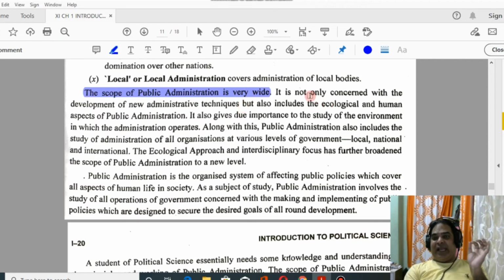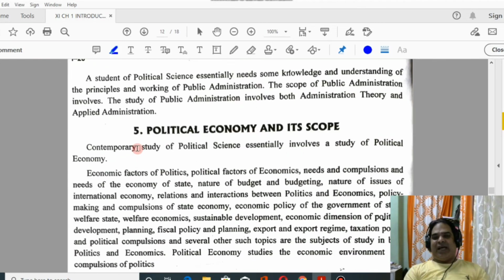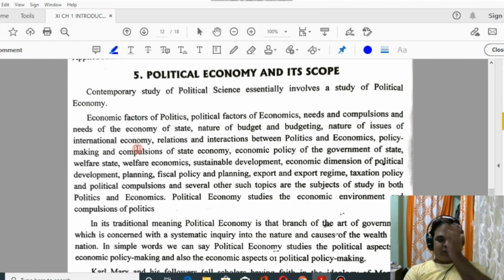It is said it is not only concerned with the development of new administrative techniques, but also includes the ecological and human aspects of public administration. Why? Because it gives due importance to the study of the environment in which the administration operates. Children, the last one is political economy and the scope.